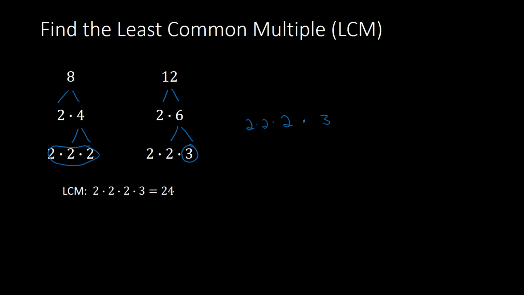And intuitively, we can probably conclude that as well, because if we think of the multiples of 8, we have 8, and then 8 times 2 is 16, 8 times 3 is 24, 8 times 4 is 32, etc. Then for 12, 12 times 1 is 12, 12 times 2 is 24, times 3 is 36, and etc. Notice they both have a 24 in common, so that would be the LCM, or least common multiple.